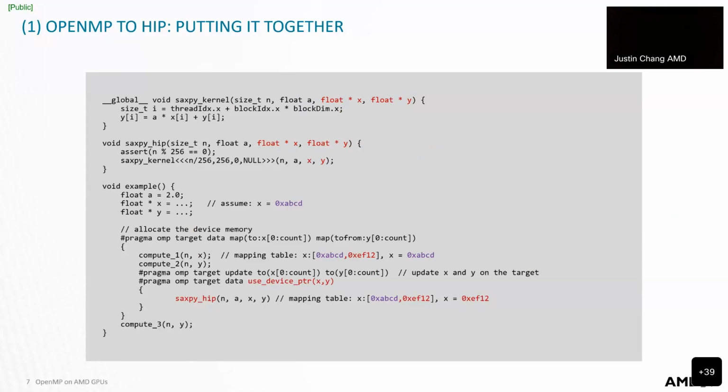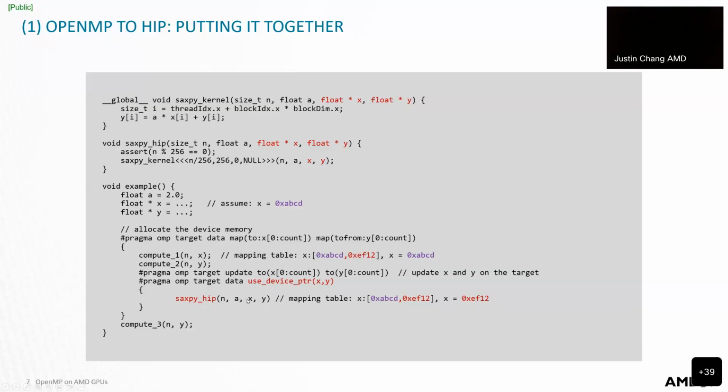Okay, so let us now put this together. When we put it together, we now have three functions here. We have the original OpenMP code, which initiates everything. We have the OpenMP target data map, which maps the X host data to the device, and then we first populate some values. Then we have a mapping table which has two addresses for each variable. For X, there's a host address, and then there is a device address.